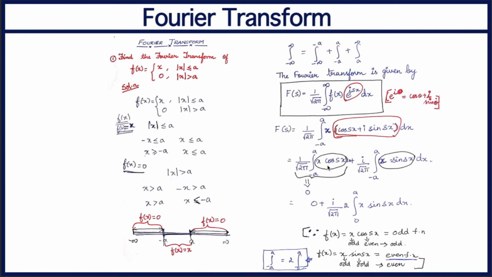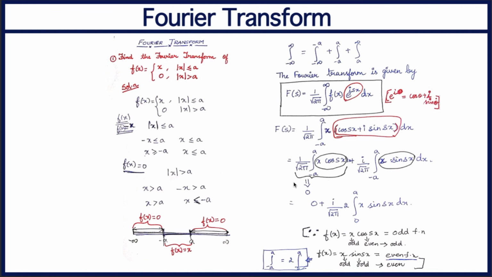When you do the next step, it will become modulus of x cos sx. Modulus of x is an even function, and cos is an even function. So even function into even function, you will get an even function. So you will have this term. But whereas over here, when you write modulus of x with sine, modulus of x is an even function and sine is an odd function. Even function into odd function is an odd function, so this term vanishes.